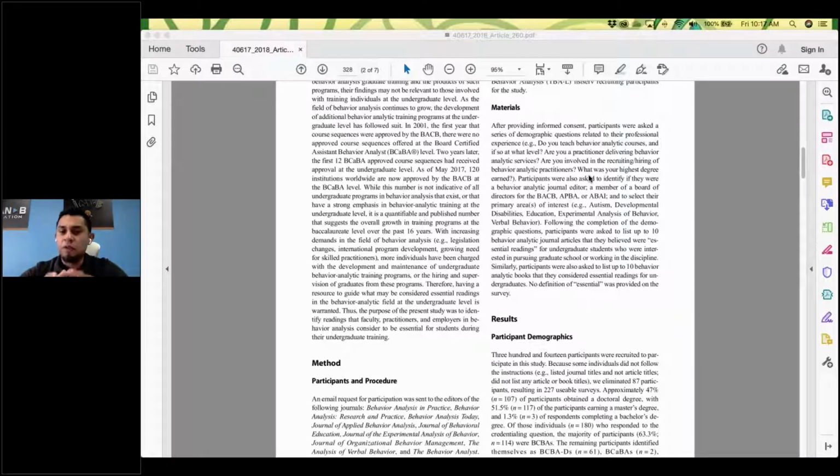Really, the main objective for the people that were writing this particular paper was to figure out what it is that people are reading. If I'm a behavior analyst or a behavior analyst in training, I want to know what people are reading, because one of my biggest insecurities learning and coming up in this field was: am I reading the right stuff? Am I actually able to reference research?